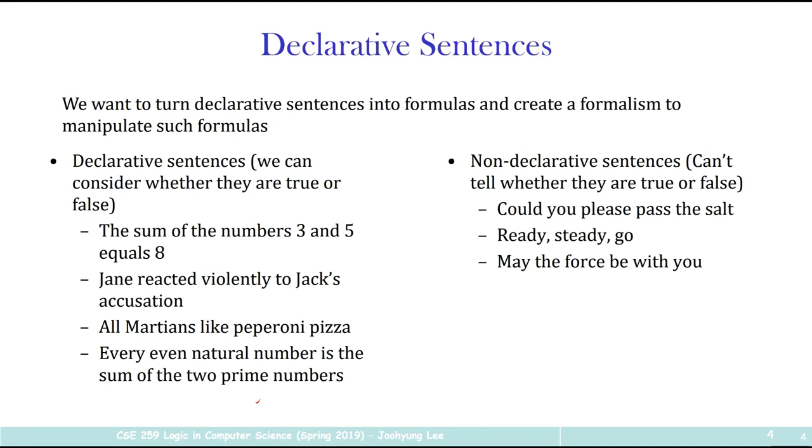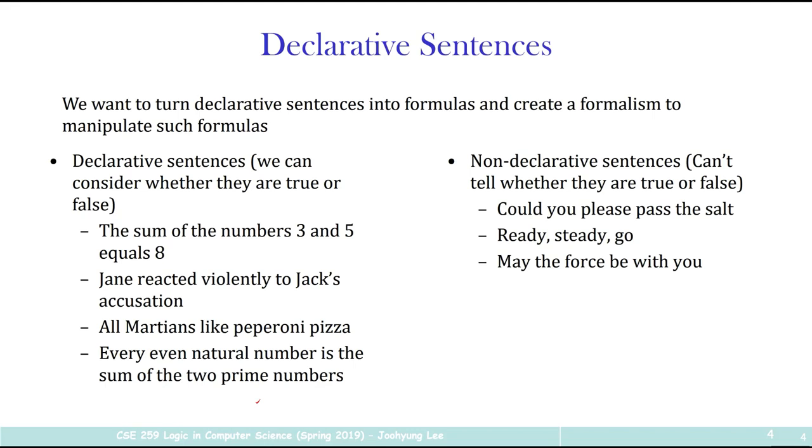Okay, so what is propositional logic? It's a very brief one, and we are going to cover it in more detail in the next few lectures. What we want to do is to focus on declarative sentences. If you took English or language arts class, you know what a declarative sentence is. The ones you see on the left-hand side, a declarative sentence can be either true or false.